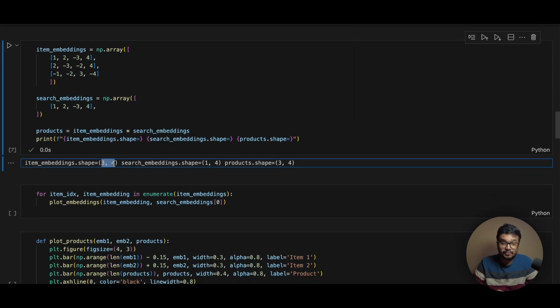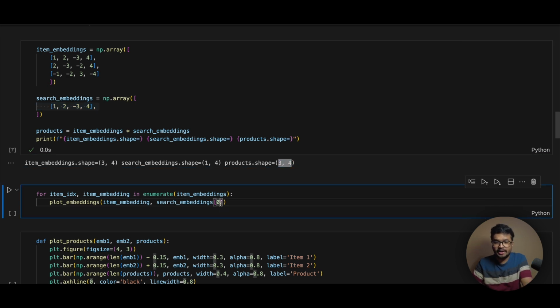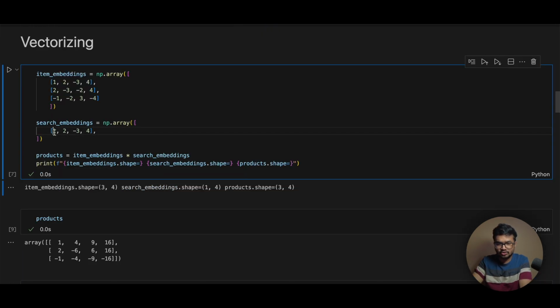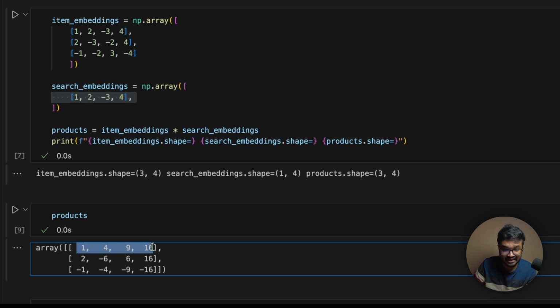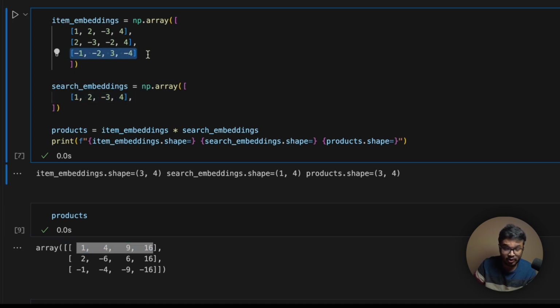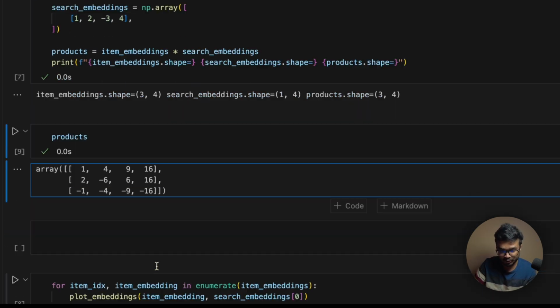So here, because we're doing a product, the first shape is 3 by 4 because you had 3 embeddings. The second shape is 1 by 4 because you had 1 search embedding, and the product is also 3 by 4. And if I show what the products sort of look like, you can basically see that we have element-wise multiplied the search embedding with item embedding for all 3 rows. So the product of 1, 2, -3, 4 and 1, 2, -3, 4 is 1, 4, 9, 16, and the product with this third is -1, -4, -9, -16. So hopefully you're able to understand what exactly is happening under the hood when we are doing this product.